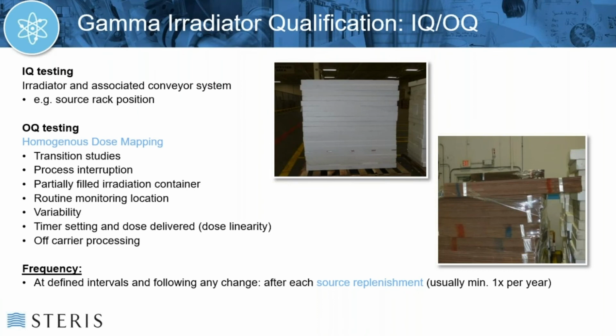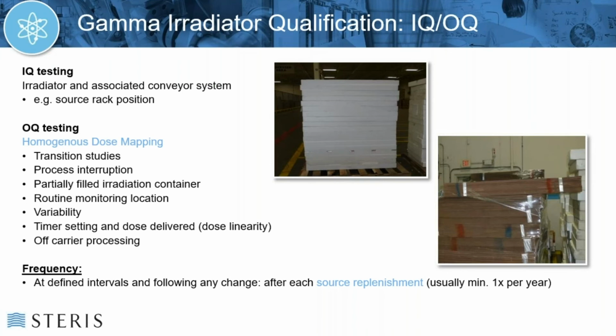The first part of qualification would be IQ, installation qualification. Irradiator source rack and associated conveyor system are what's tested for this. There would be no dosimetry. That would essentially just be to make sure the mechanical aspects of the irradiator are performing as expected. The source rack goes to the expected position each time at the expected amount of time, and the conveyor system is traveling at the speed we expect.